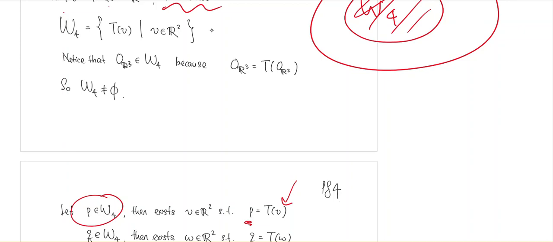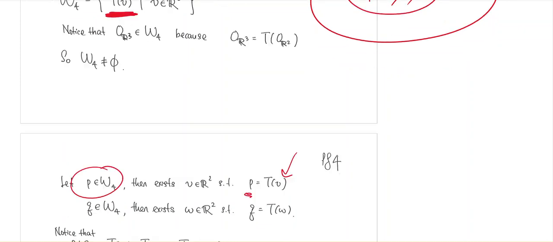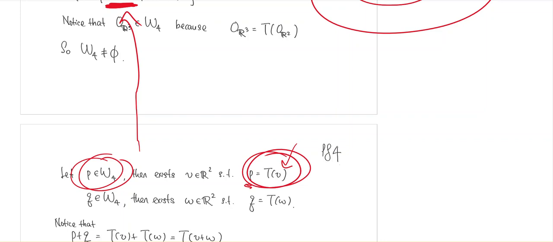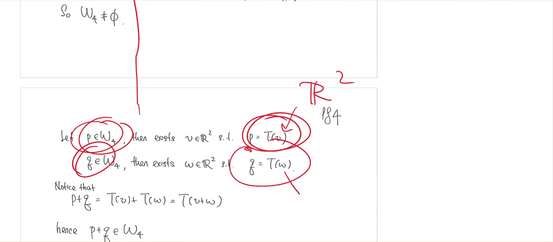As I said in class, in set builder notation, sometimes a lot of the description comes from here, like the previous three examples, and sometimes most of the description comes from here. In this one, the most important information is about T of V. So if P is in W4, P looks like this for some V in R2, and if Q is in here, Q will be in this form for some W in R2.